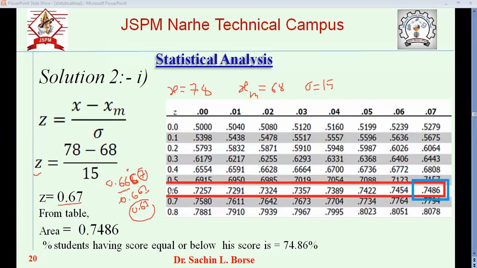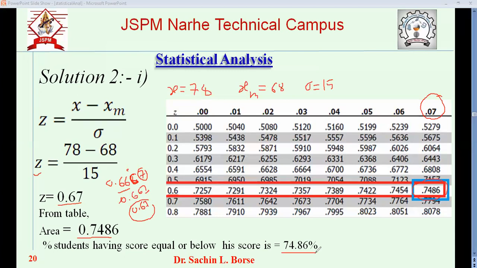See now 0.6 in the row and 0.07 in the vertical column. So you got the answer 0.7486. You need to multiply this by 100, so you get the percentage 74.86%. So the percentage of students having marks equal to or below him is 74.86%, almost 75% of students. It means he is good.